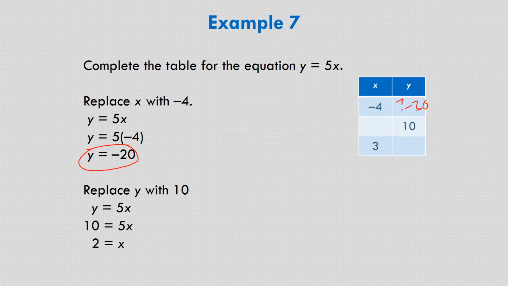Next, it says replace with 10. Well, 10 is a little different. 10 is a y value. So I'm going to plug 10 in for my y. And I get 10 equals 5x. Remember, in order to get this by itself, I divide both sides by 5.